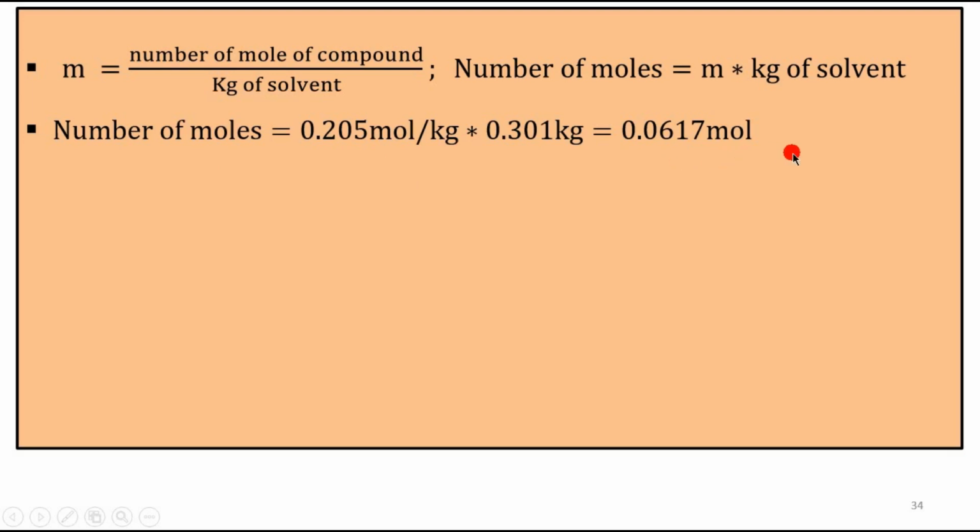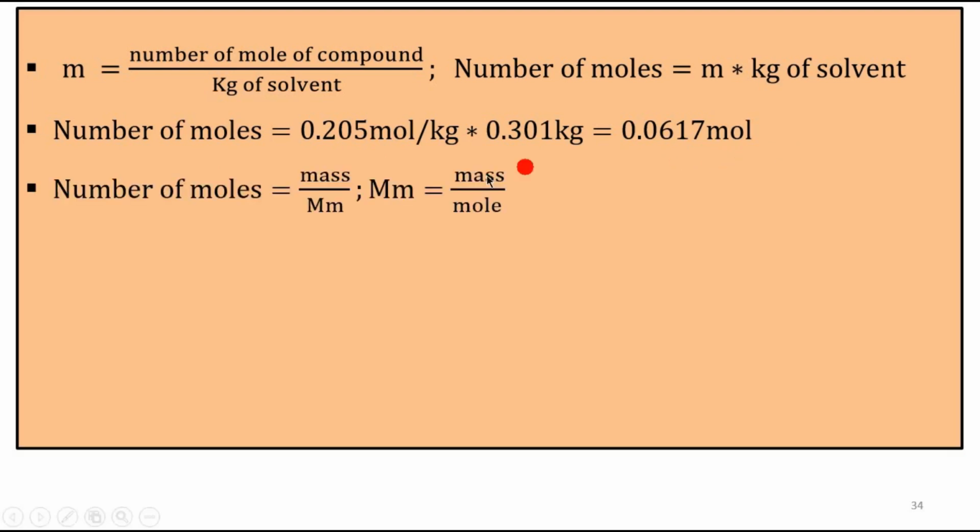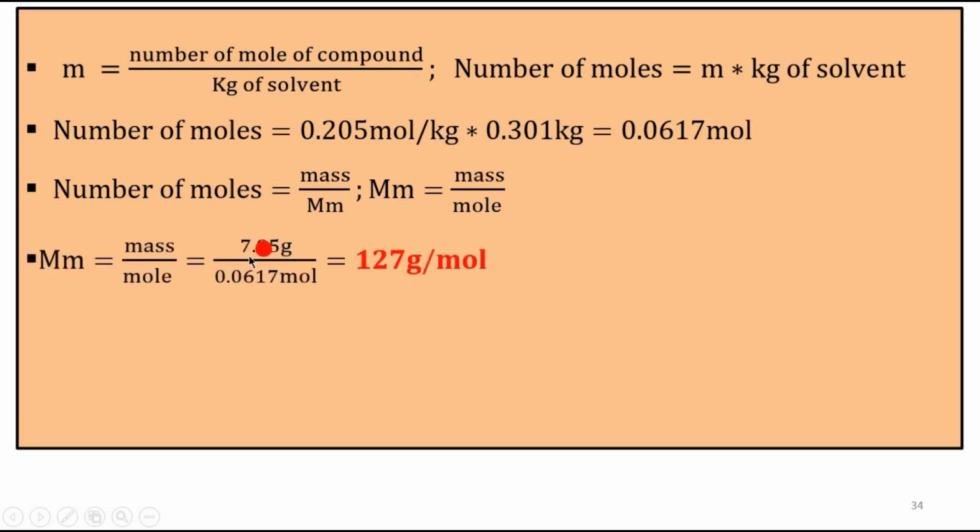After getting the number of moles, you can find the molar mass. We know the number of moles is equal to mass over molar mass. That means the molar mass will be equal to mass over moles, and the mass we have. Replacing the values, we have the mass of the solid, 7.85, divided by the moles. Then we get the molar mass. By having the molar mass and the empirical formula, you can determine the N.